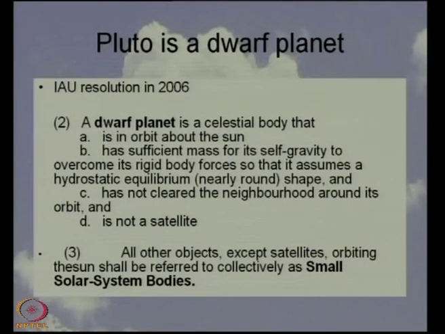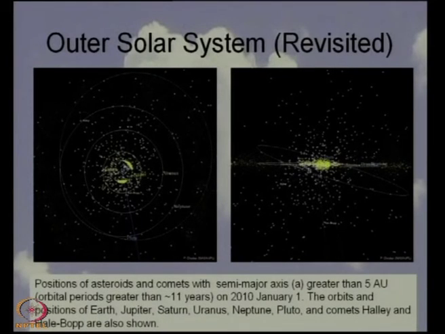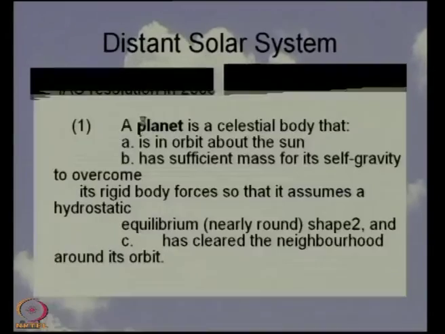That is the new nomenclature introduced by the IAU, and all other objects except satellites orbiting the Sun shall be referred to collectively as small solar system bodies. So, everything else that orbits the Sun except for planetary satellites shall be referred to as small solar system bodies. If you look at the orbit of Pluto here, you can see that it cuts across this tremendous number of asteroids around Neptune. So, this is one of the reasons why Pluto was removed from the list of planets.